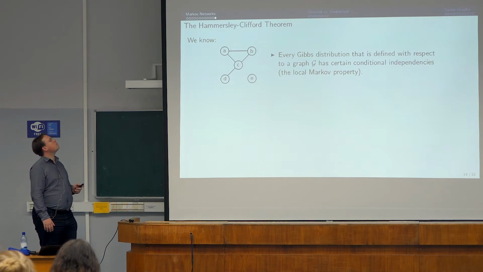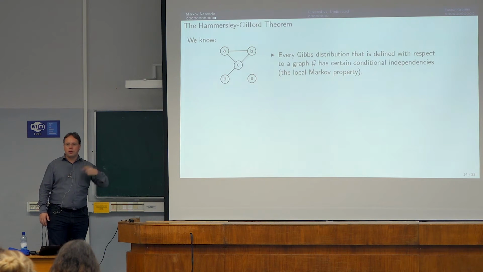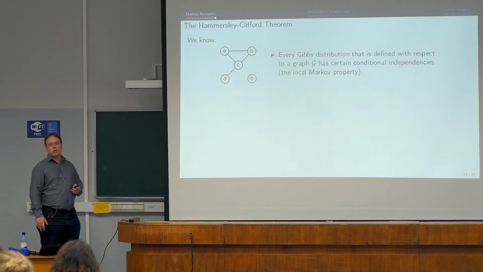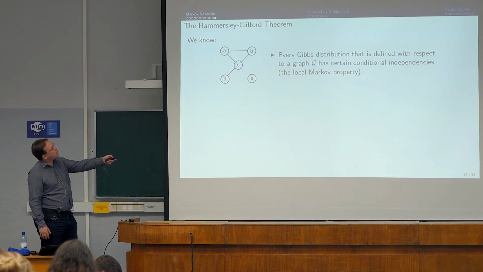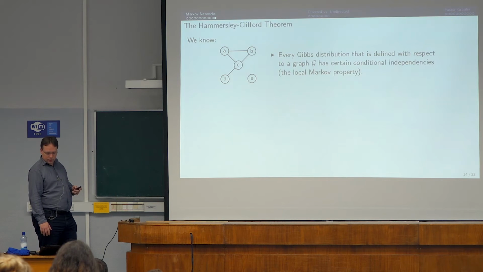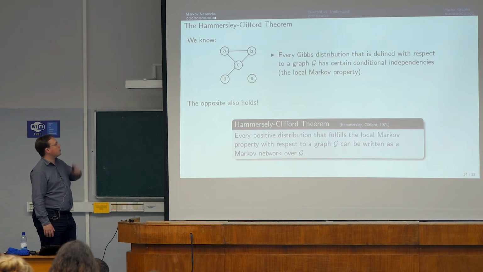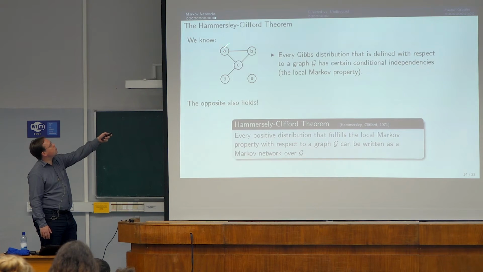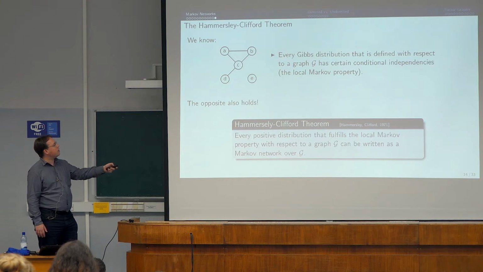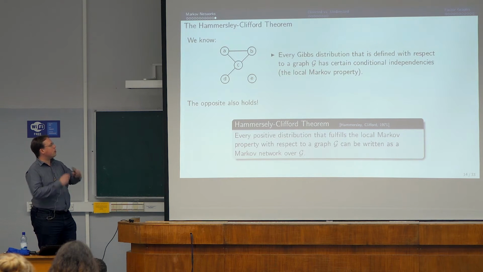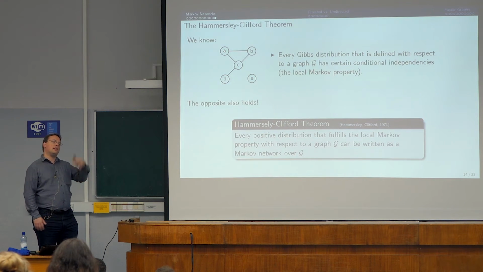Okay. There's a very famous theorem, not as famous as Bayes' theorem, but also very famous, which unfortunately is extremely useless in practice. And that is, if you have a Gibbs distribution that is defined with respect to some kind of graph, such that it has certain conditional independencies. No, every Gibbs distribution has them. So then the opposite also holds. So if you have a distribution that is according to this graph, then it fulfills all the conditional independencies of the graph. Fine, we know that. But the opposite also holds. If you have a distribution that fulfills all these local Markov properties, then it can also be written as a Markov network.